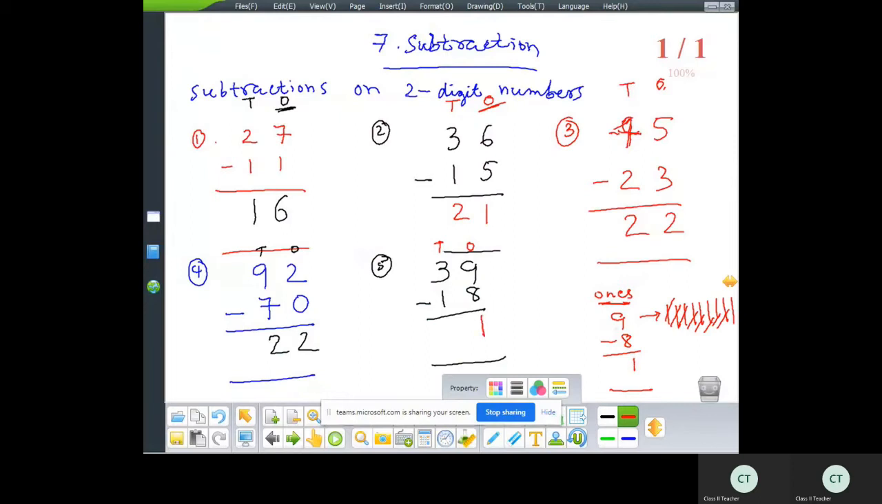We write 1 here. Now subtracting on tens. 3 minus 1. From 3 removing 1, 3 minus 1 is 2. 39 minus 18 is equal to 21.